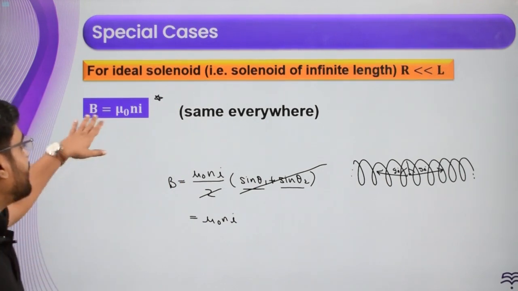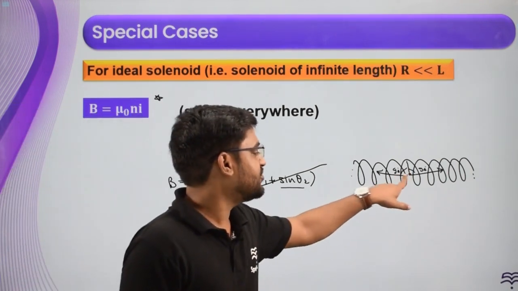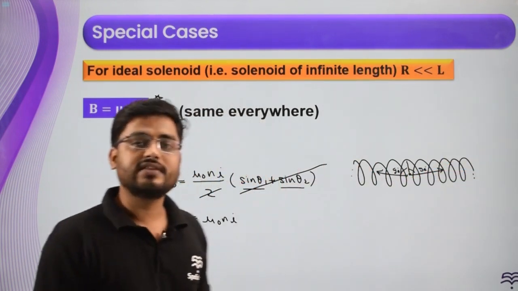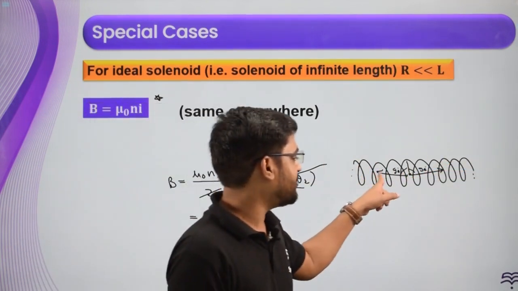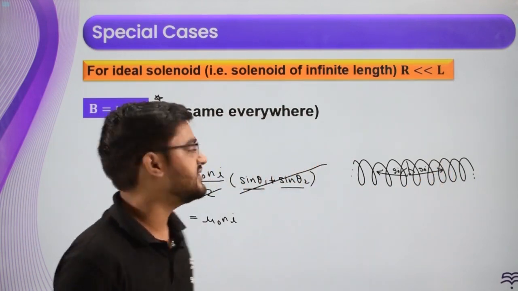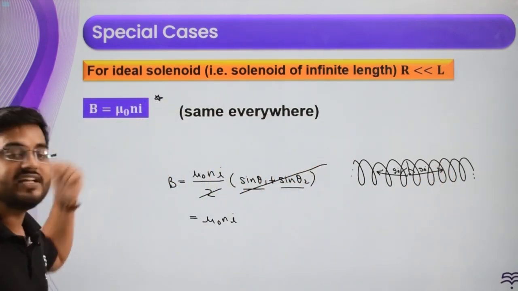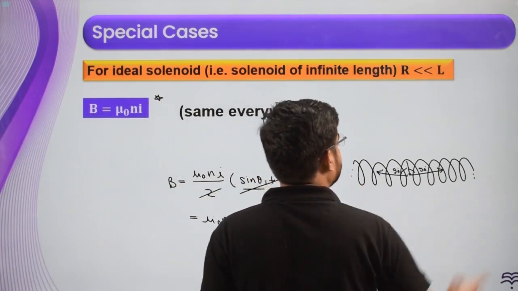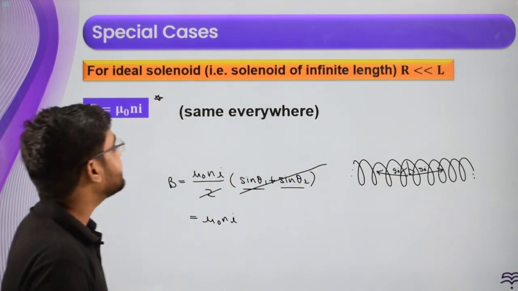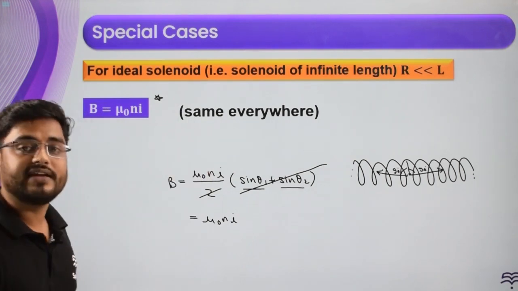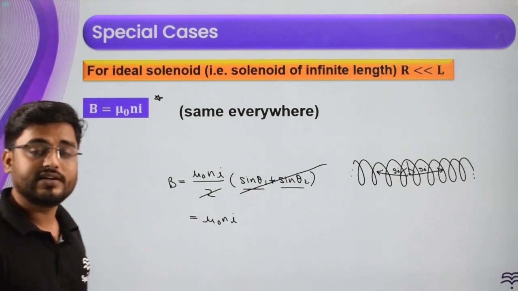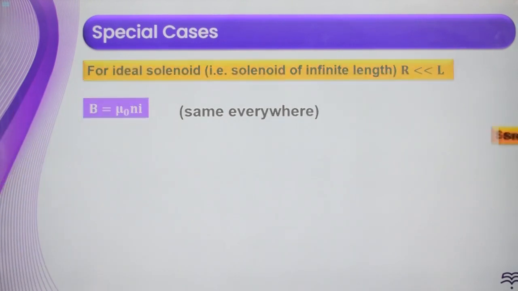So this is an important expression which you should remember. And why is it important? Because whether you take this position or this position, since it is infinite, everywhere on the axis, at this point, this point, this point, the magnitude of the magnetic field is mu naught n I, and direction is basically as per the turns, it is towards right or left. So it is same everywhere. It is a uniform magnetic field. So magnetic field produced by an infinitely long solenoid on its axis is uniform.